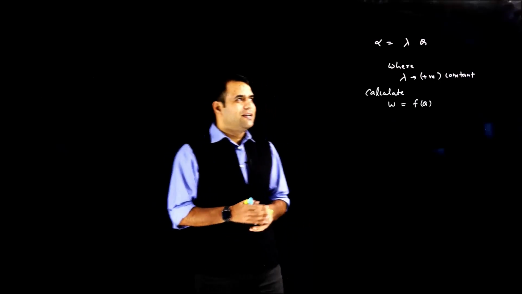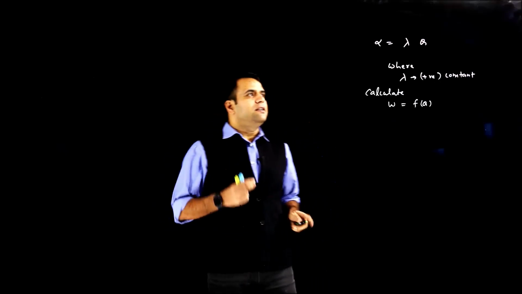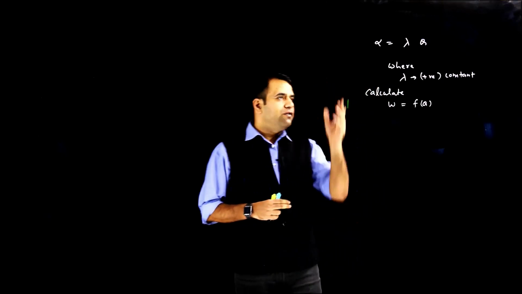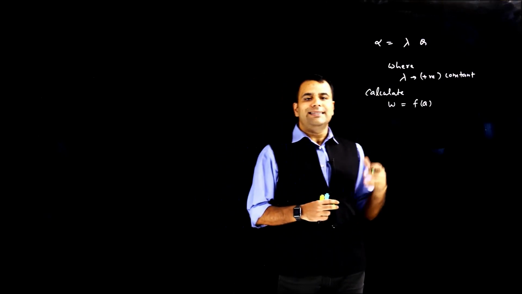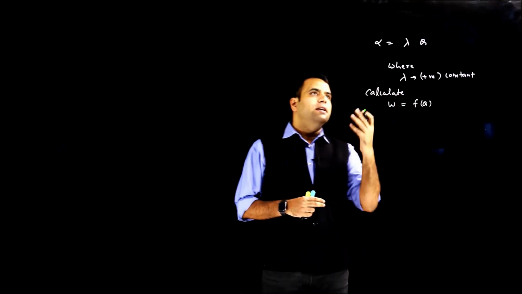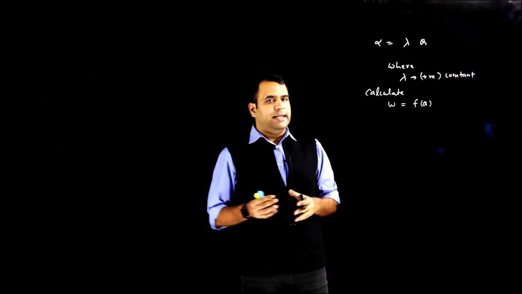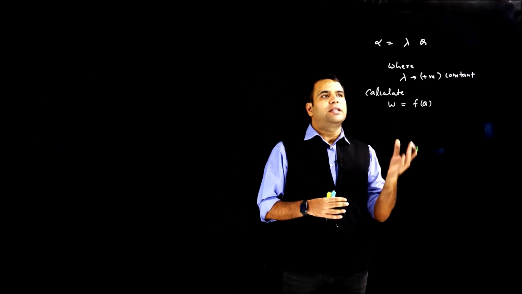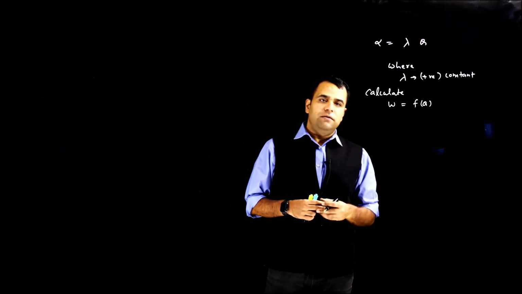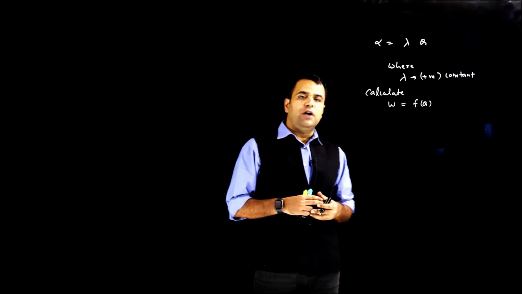Hello. So in this equation, it is given that alpha is equal to lambda times theta, where alpha is angular acceleration and theta is angle. And this lambda is a positive constant. So basically, here the angular acceleration is not a constant, it is a variable. It depends upon theta, the angular displacement. So in this equation, we have to calculate omega, which is angular velocity, as a function of theta.